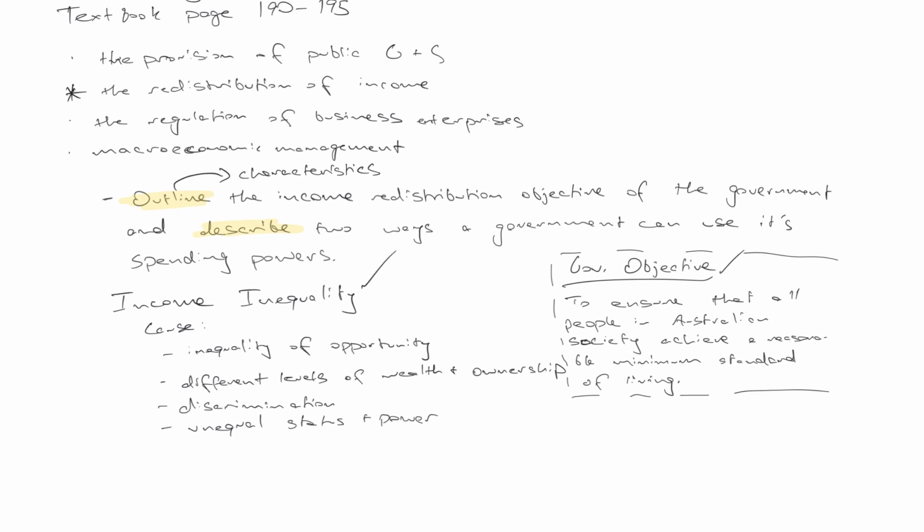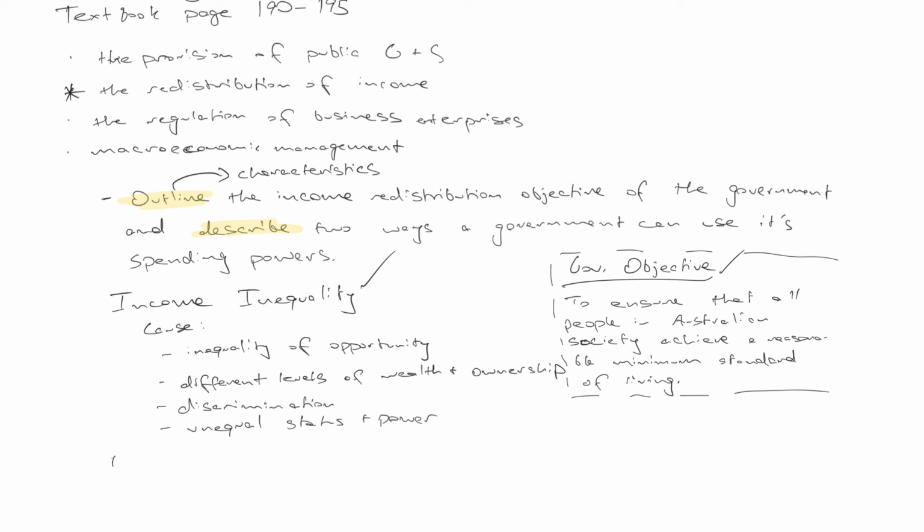Okay, so we get into the second part here. And we've got 2 ways a government can use its spending powers. Can anyone think of how the government can try to achieve a reasonable minimum standard of living? Direct spending powers. Yeah, direct distribution. Great. I was going to give an example of indirect distribution, such as providing public education. Great. So as we've acknowledged, we've got these 2 different ways.